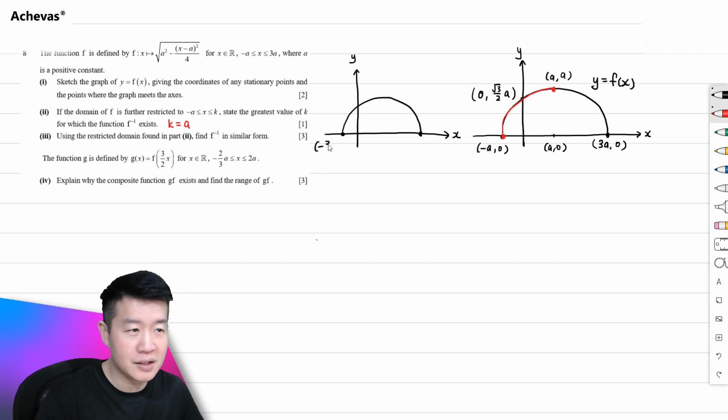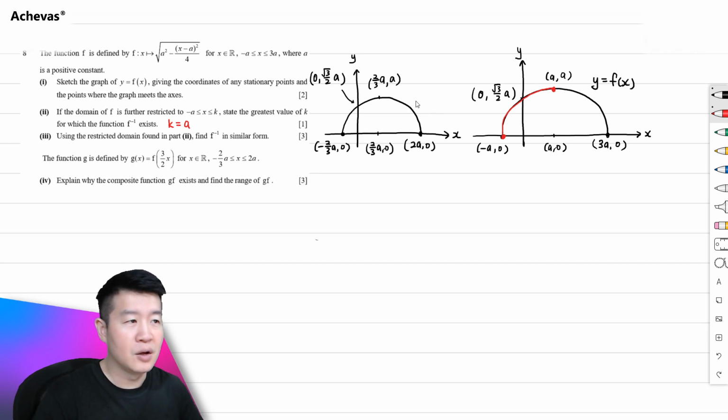Here is going to be (minus 2 over 3 a, 0). Here is going to be (2a, 0). The center, if I were to scale this by 2 over 3, is going to be (2 over 3 a, 0), and the highest possible point here will be (2 over 3 a, a). This is still going to be at 0 and square root of 3 over 2 a. Okay, and this is the graph that represents g(x).